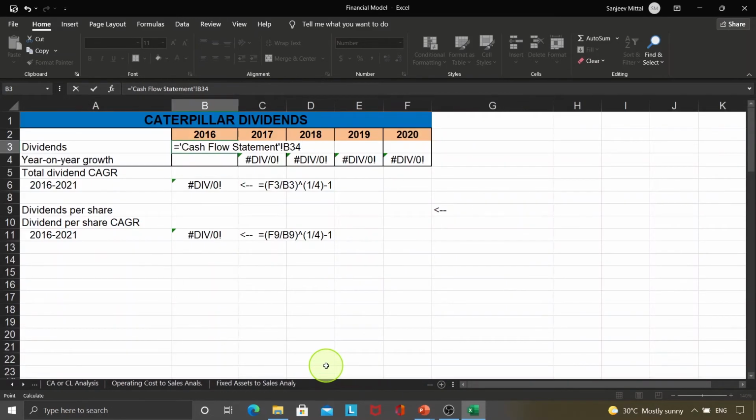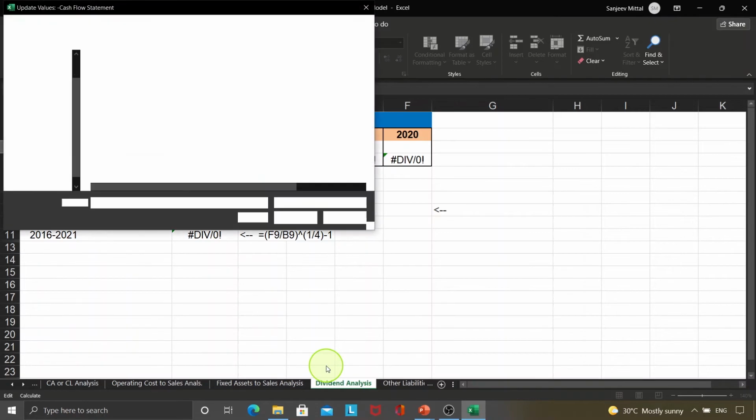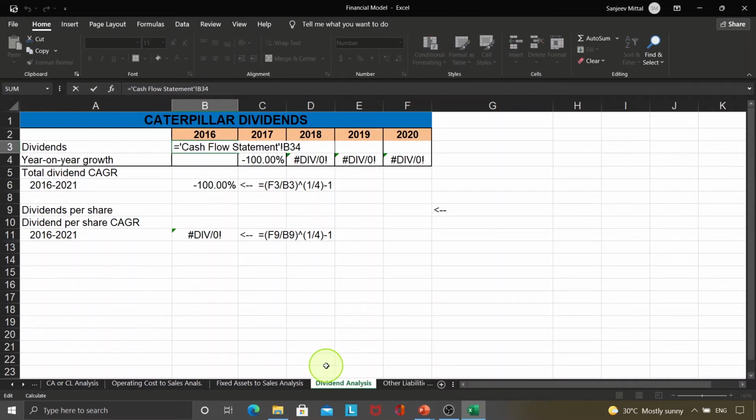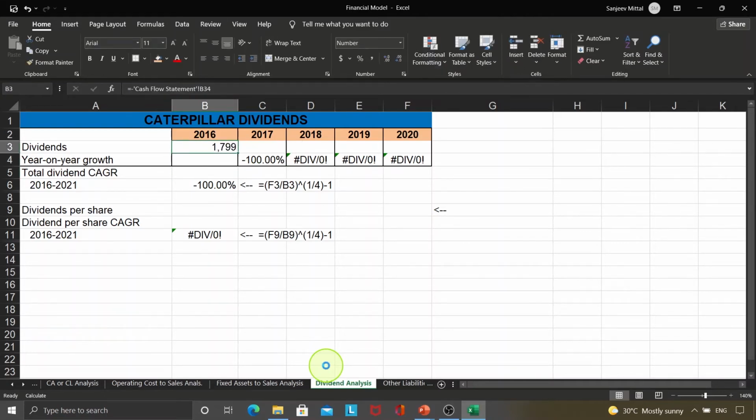So I just paste the numbers here, and the number is being shown as negative because cash flow statement shows that as a negative number. But I need to show the amount of dividend, and for that purpose I am just converting this negative number into a positive number. And similarly, I can find the dividend of all the 5 years, as you can see.